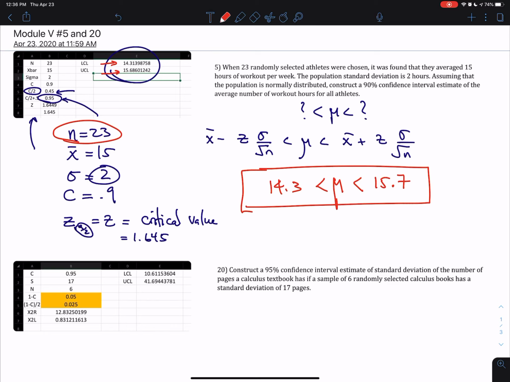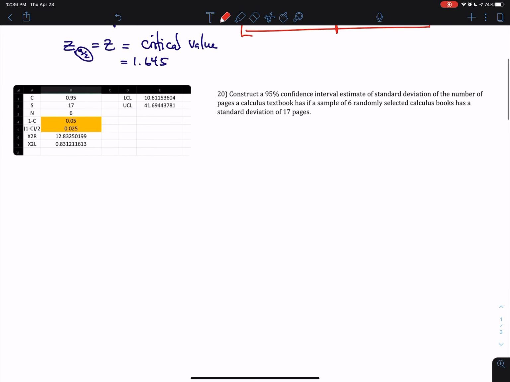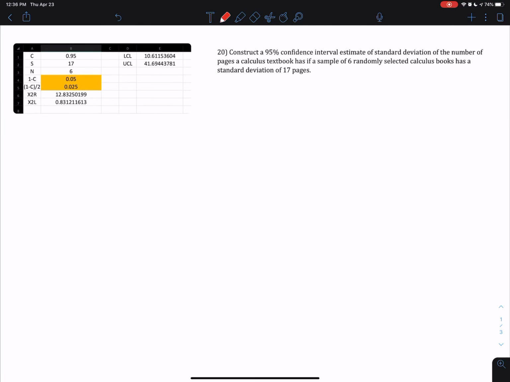So that was number 5. For number 20, here we're asked to do a 95% confidence interval estimate of the standard deviation of the number of pages in the calculus textbook.